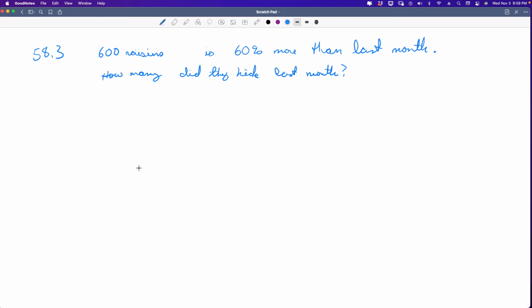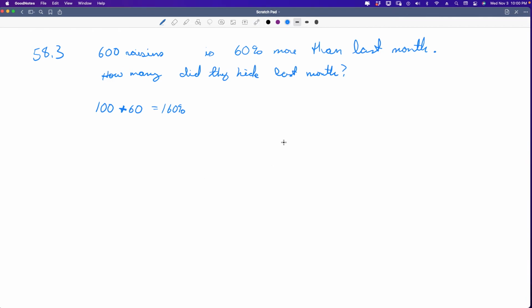All right, so first, let's think about it. 60% more implies that they had 100% of something last month. So last month was 100%, right? So this month they have 60% more. So we're adding 60%. That's more. So they have 160%. All right, 600 raisins is 160%.